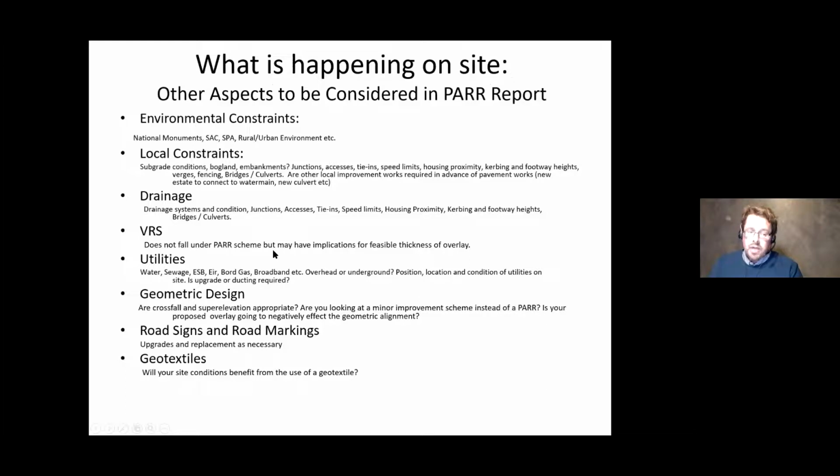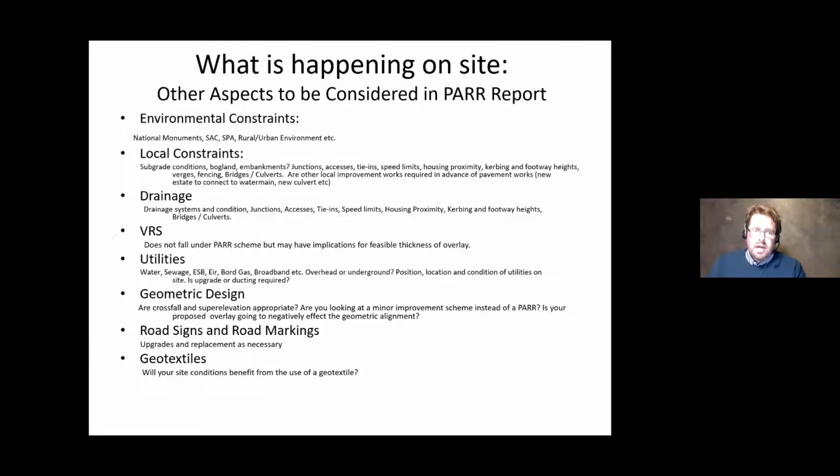The geometric design is a difficult one now. The VRS and geometric design don't really fall under PARR schemes. But if you miss them, they will have implications for your PARR schemes. Like if your crossfall and super elevation are inappropriate, and you go adding on a 100 mil overlay onto that, you just make it more inappropriate.